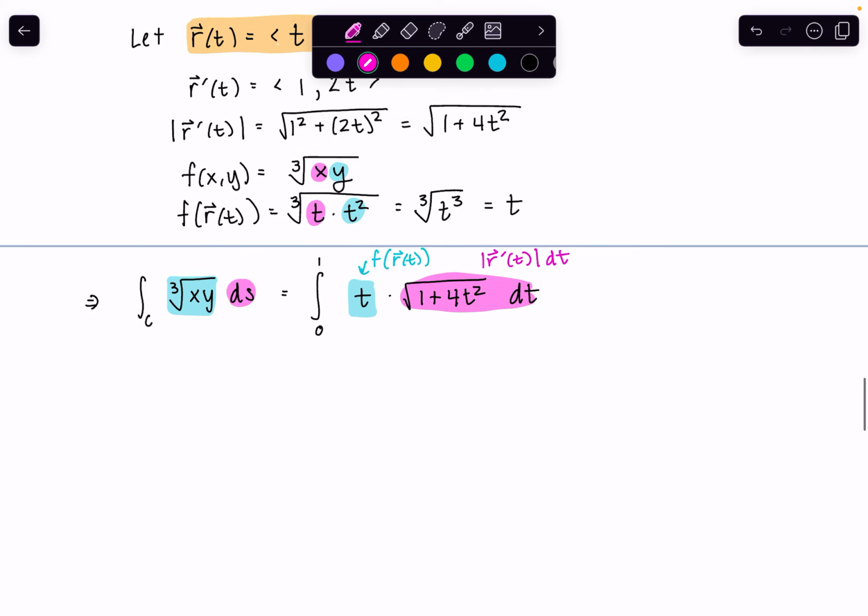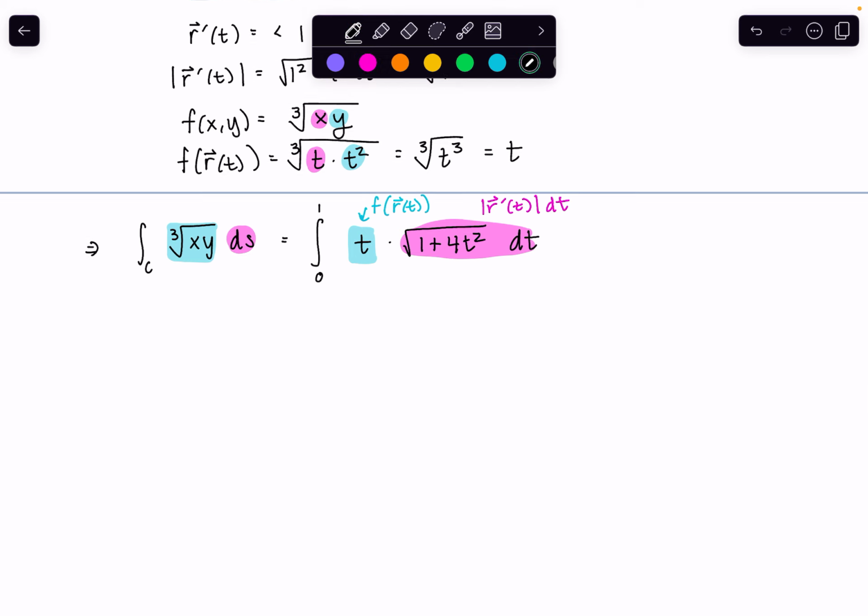All right. So we are all set. We now have this as a single variable integral, just to clean it up so I don't have all of these colors and words above it. We're really evaluating this integral.